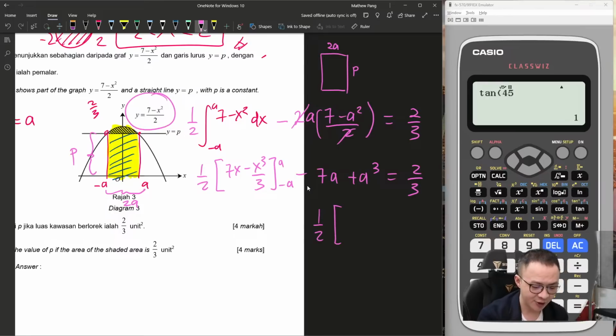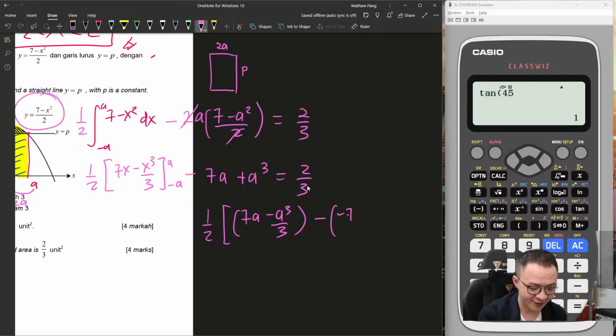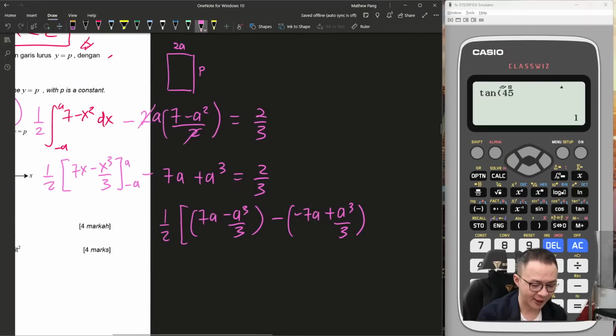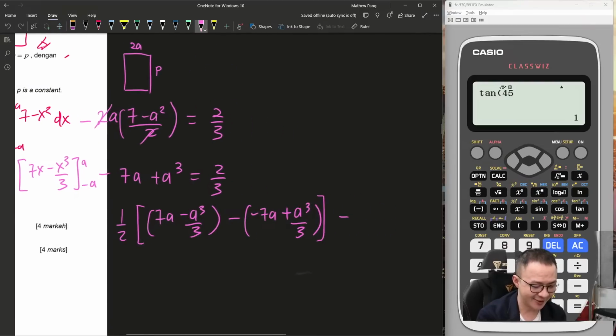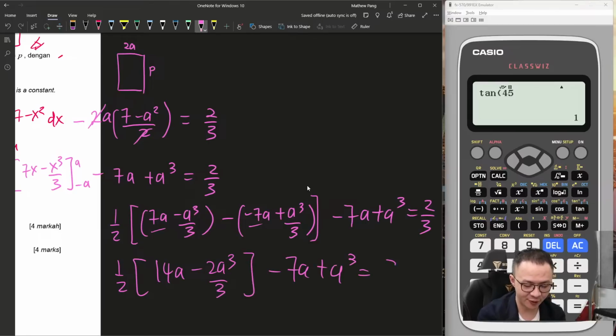Then I will just use the space here. Okay, so this one if I sub in the a here, I should get 7a minus a cubed over 3, minus sub in the negative a. I will get negative 7a plus a cubed over 3. Yeah, a lot of things here. So it must be done carefully because there are a lot of a's here, isn't it? Okay, this one 7a plus 7a is 14a. Then negative a cubed over 3 minus a cubed over 3 is minus 2a cubed over 3. Minus 7a plus a cubed equals 2 over 3.